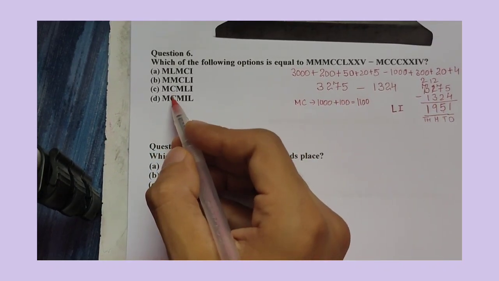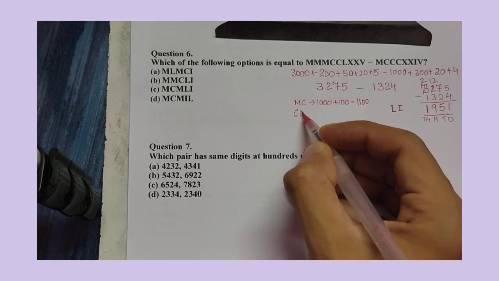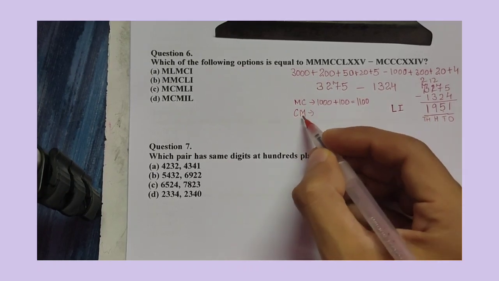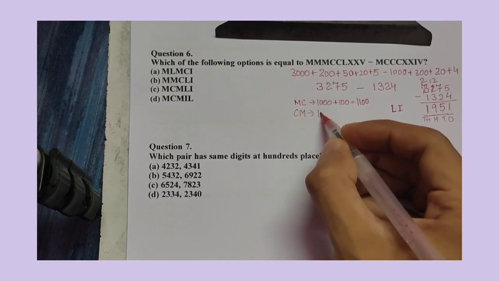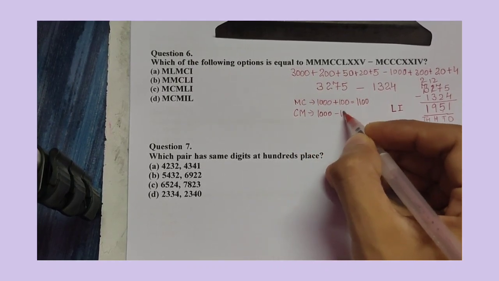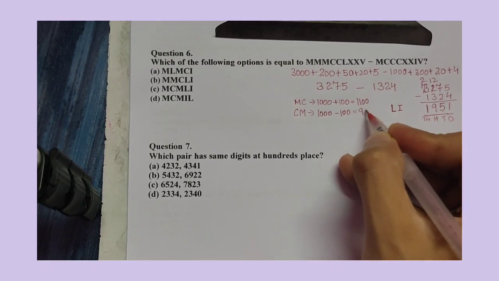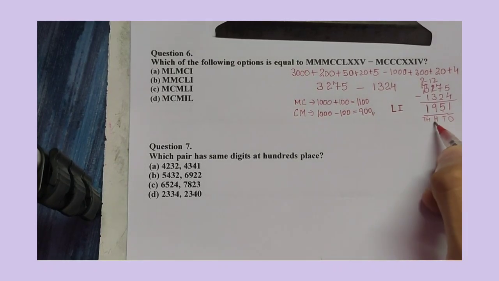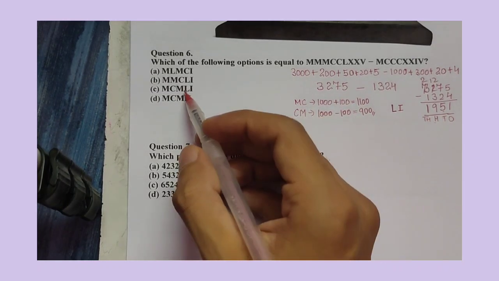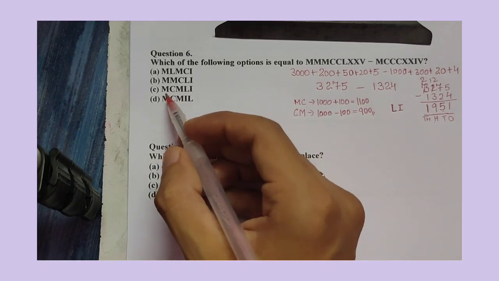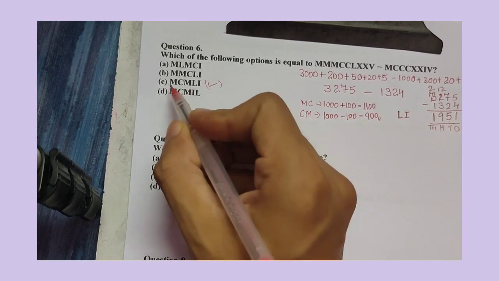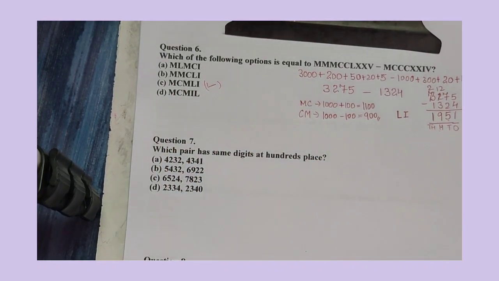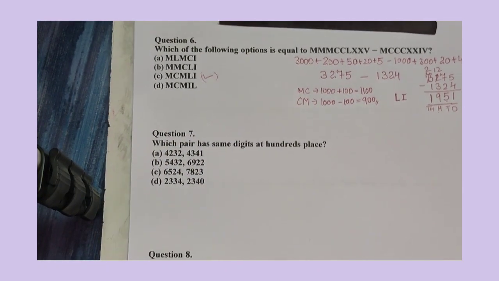Whereas in option C it is CM. C is on this side and M is on this side. It is representing M is here, and on the left side C is there. It will represent 1000 minus 100. That will be equal to 900. As you see, at the 100 place 900 is there. It means option C will be the correct option, as it is MCMLI. Which is representing 1951.